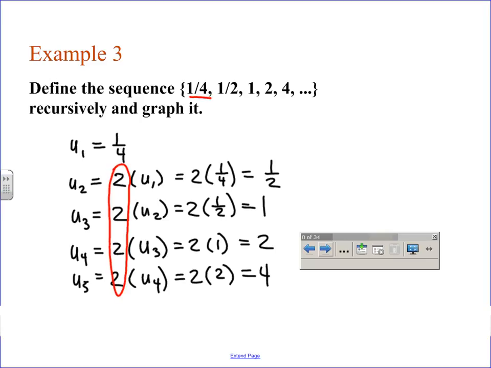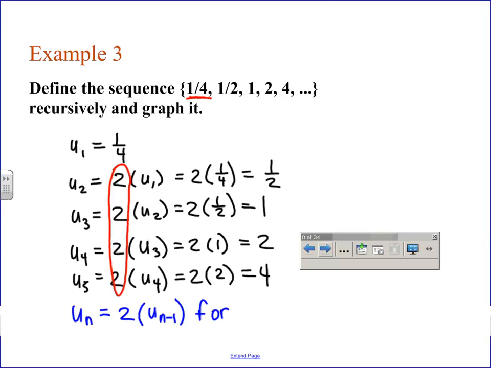We were given an initial term, which is 1/4, and we can use the previous term to find the nth term. So that means that we can come up with a recursive formula. We know we're going to use 2 times the previous term. So that's our a sub n minus 1. And then we have to say 4.